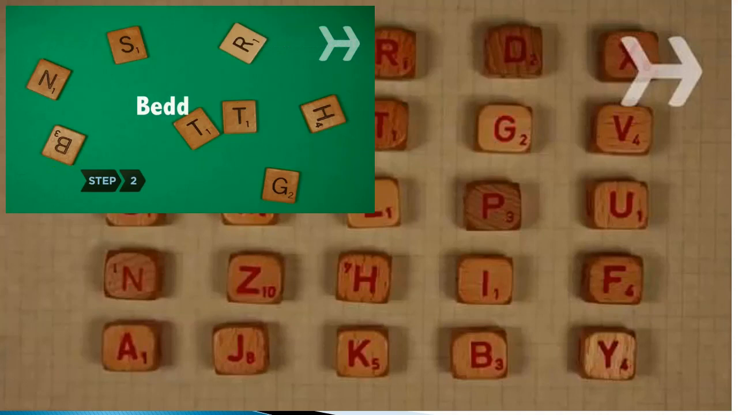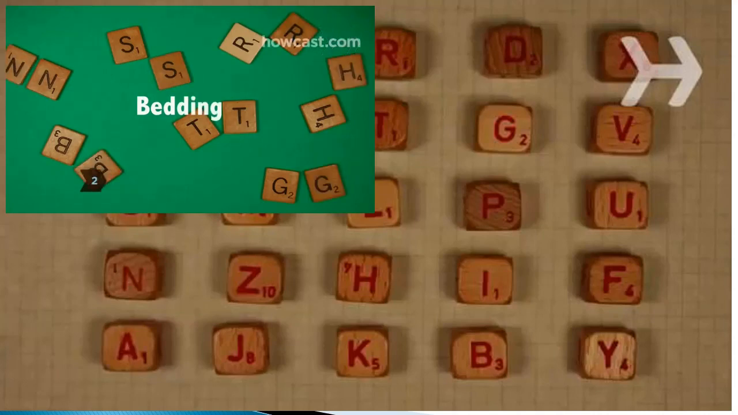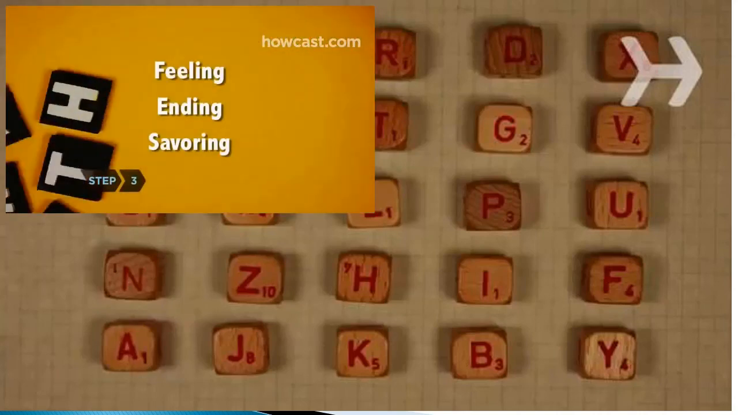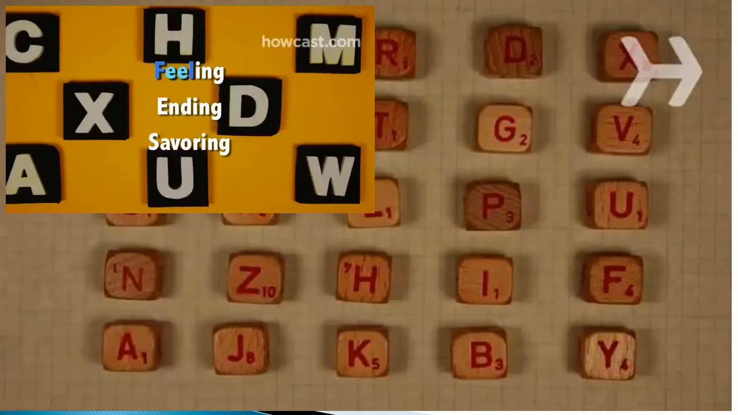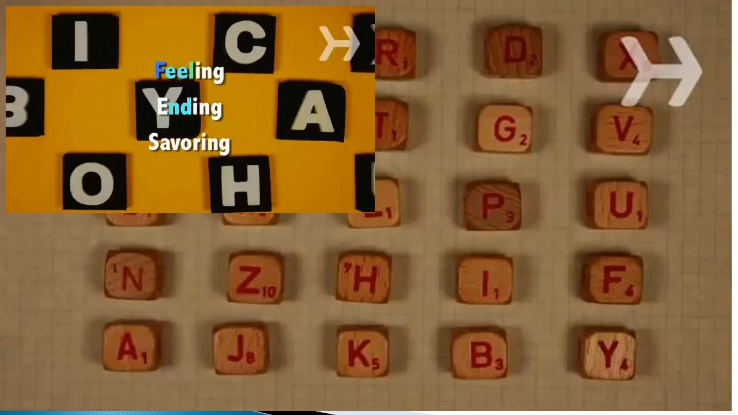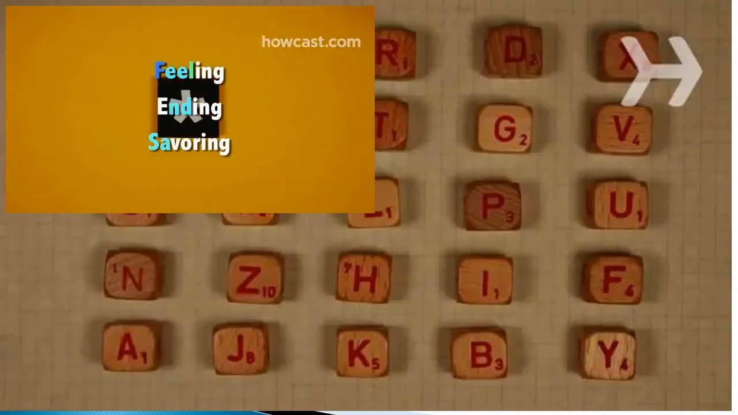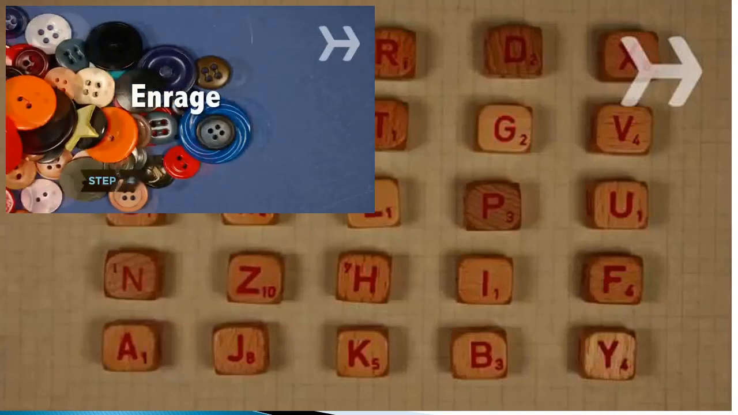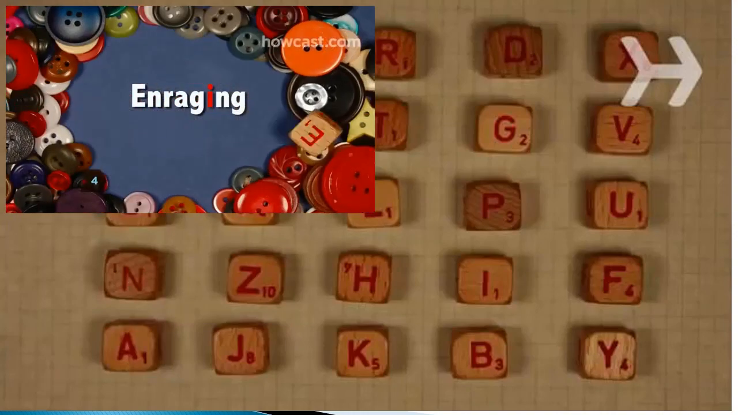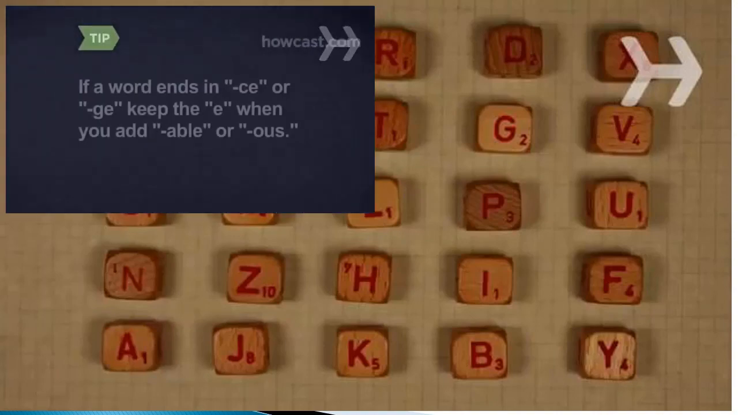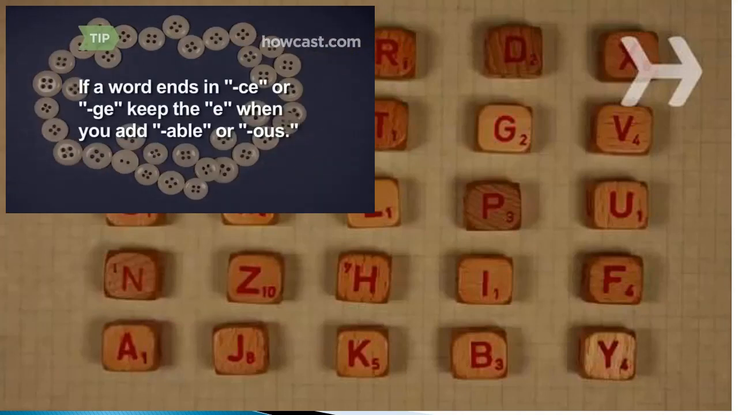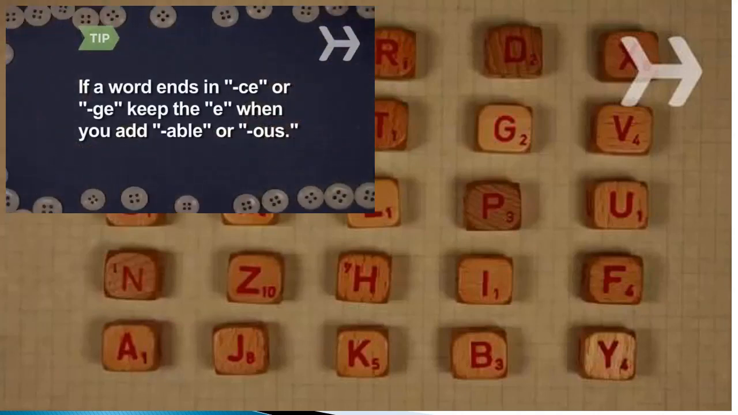Step 2. Double the final consonant before adding an ending if the root word is one syllable long and ends in a consonant preceded by a vowel, or stressed on the last syllable. Step 3. Don't double the final consonant if the root word is one syllable long and ends in either two vowels followed by a consonant or two consonants, or stress is on the first syllable. Step 4. Drop the E at the end of a word if you're adding an ending that begins with a vowel. If the ending starts with a consonant, keep the E. If a root word ends in CE or GE, keep the E when you add able or ous.